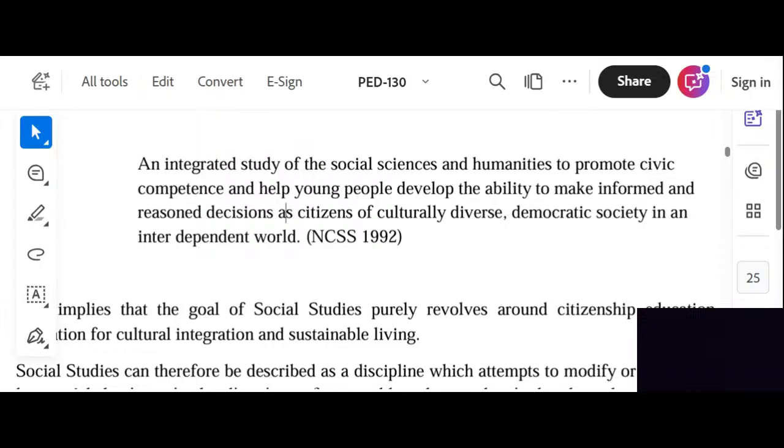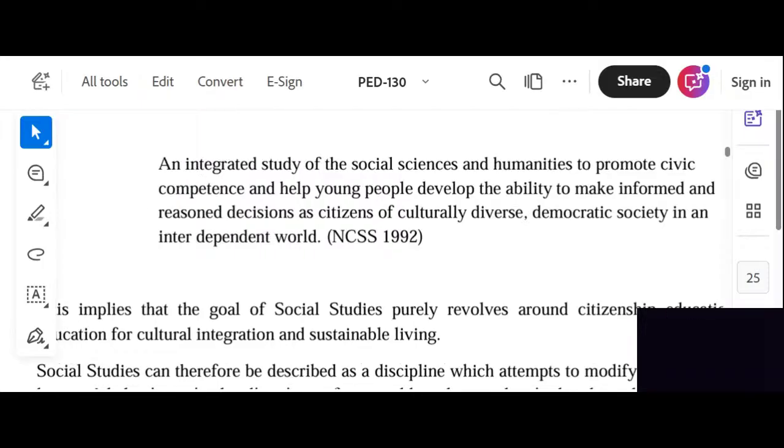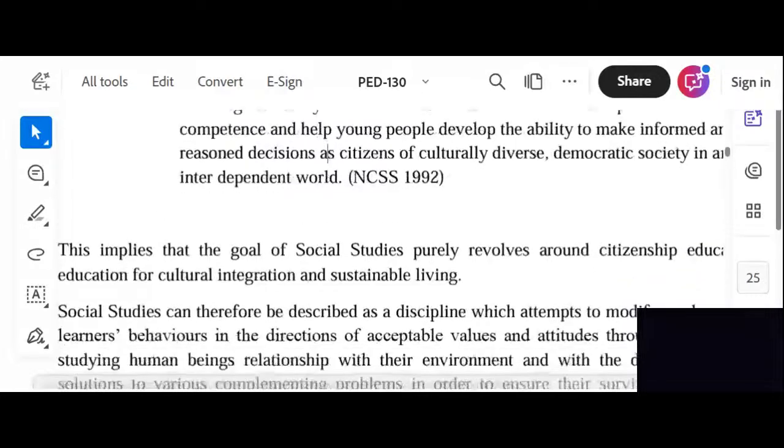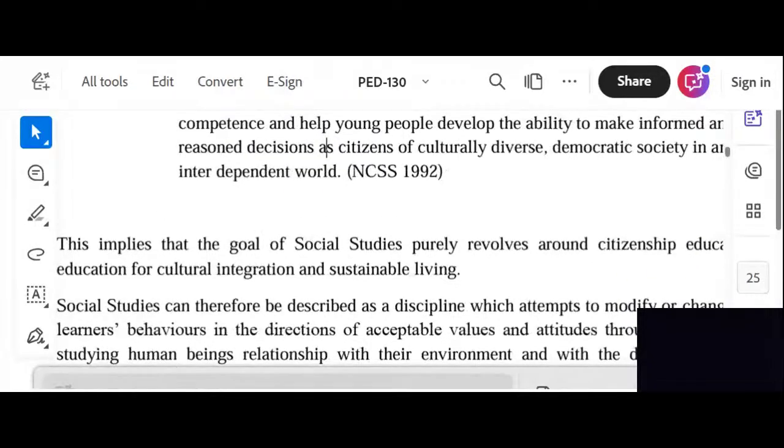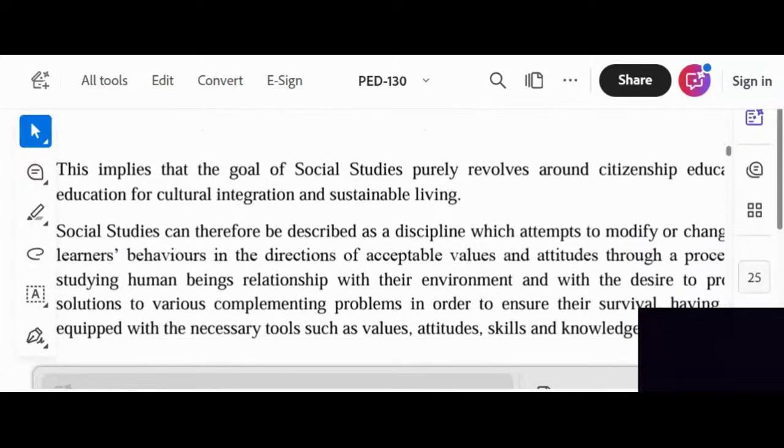So if you are to summarize their own definition, you will come up with the fact that they are trying to see social studies as something that is concerned purely with citizenship education, educating the citizens, and also cultural integration for sustainable living.